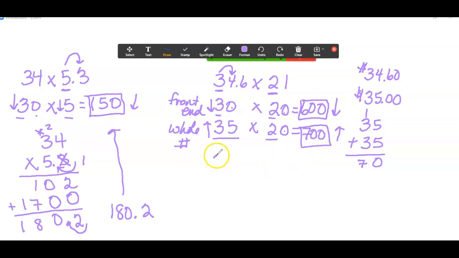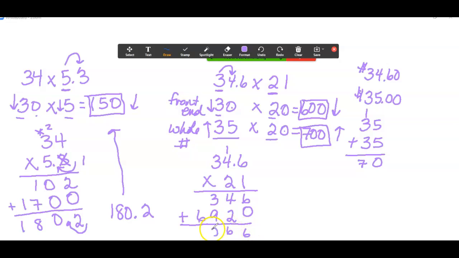Okay, so 34 and 6/10 times 21. Again, I treat it like there's no decimal there. I wait till the end to deal with the decimal. So it's 346 times 21. 1 times 6, 1 times 4, and 1 times 3. And then this 2 is in the tens place, so I place a 0. 2 times 6 is 12. 2 times 4 is 8, plus 1 is 9, and 2 times 3 is 6.